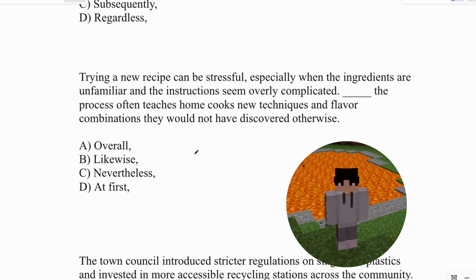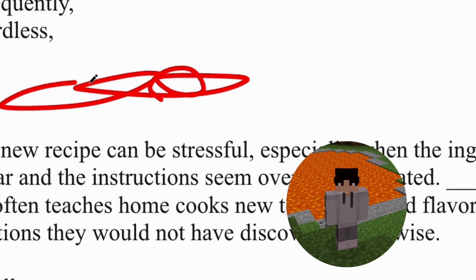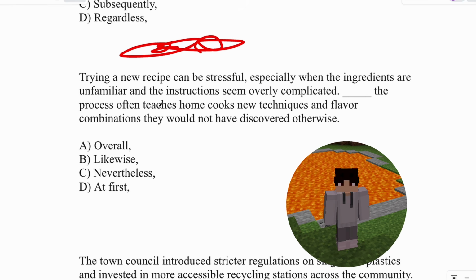Trying a new recipe can be stressful, especially when the ingredients are unfamiliar and the instructions seem overly complicated. So they're saying that, okay, making new food is really hard. The process often teaches home cooks new techniques and flavor combinations they never would have discovered otherwise. So at first they're saying something bad about trying a new recipe, then they're saying something good about it. So it implies there's some kind of contradiction between the two, so nevertheless falls into that category.